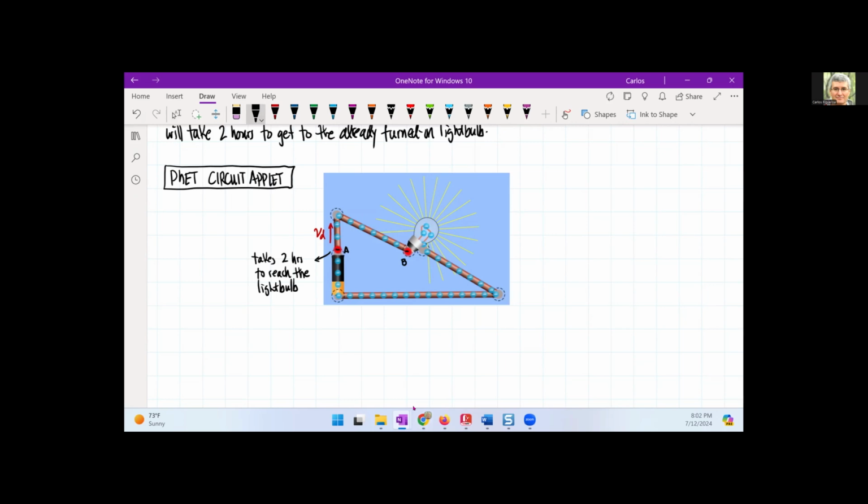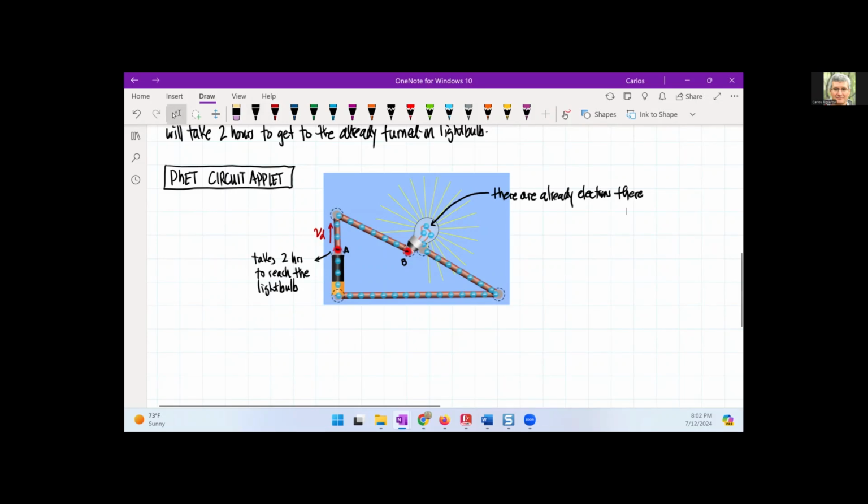So what you're also seeing here is that look in the light bulb right here. In the light bulb, there are already electrons there. So that's why the light turns on instantly. There are plenty of electrons around.